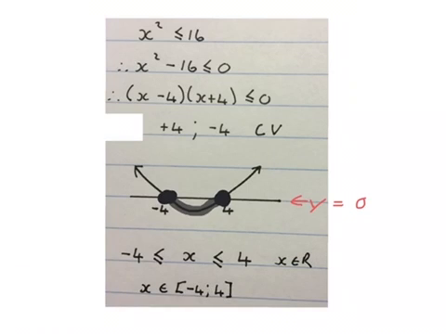You can also put it in interval notation and just write x is an element of from -4 up to 4, including -4 and including 4. Don't use both, use the one you like.